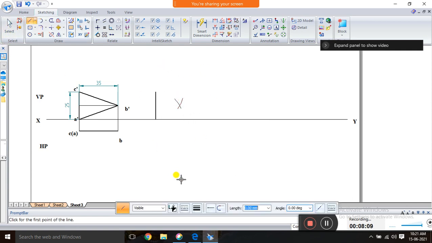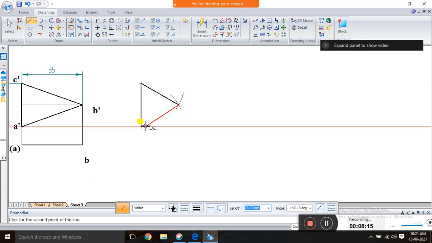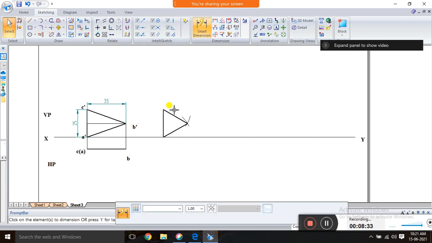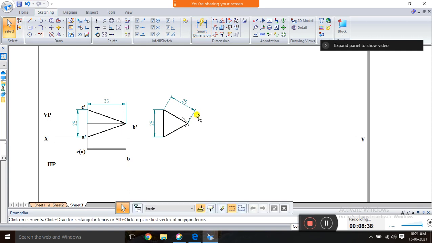Okay, once you cut the arc you will get an intersection point. See, in the problem they given it's the isosceles triangle in the first position, and in the second position it is inclined to VP in such a way that it looks like an equilateral triangle. So from this we can get the inclination, how much. If you want you can cross verify. This is a 25, this is a 25, everything is 25. Clear? So it is an equilateral triangle.